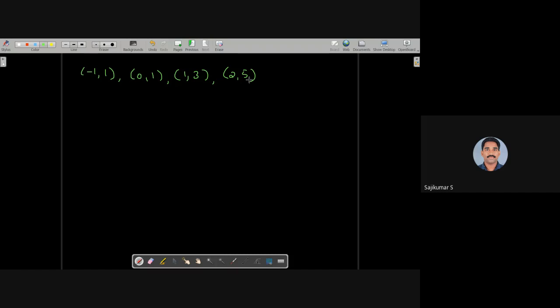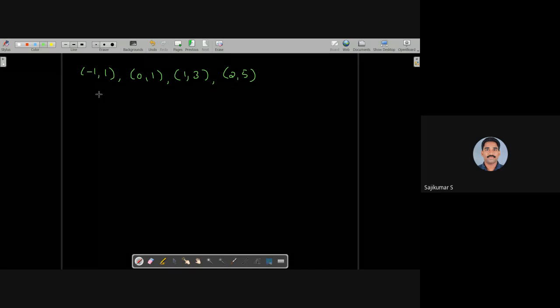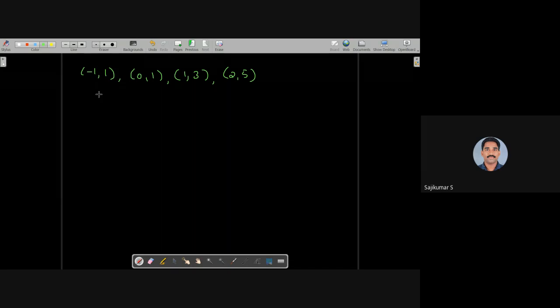Is there any linear relation between the coordinates x and y? Can you connect these x coordinates and y coordinates? Can you predict some relationship to compute the y coordinate in terms of the x coordinate? Hello, Fatima, any suggestion? The points are -1, 1, 0, 1, 1, 3, 2, 5. What is the speciality of these points?